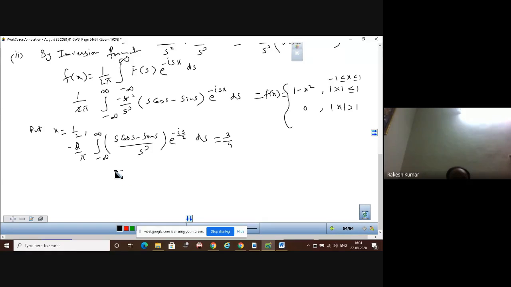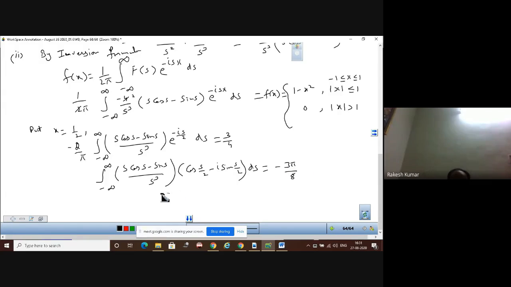So let it come out to be, integral from minus infinity to infinity, this term can be taken to the right hand side also. That is (s cos s minus sin s) over s cube, e raised to power minus iota s by 2, which can be written as cos of s by 2 minus iota sin of s by 2, and this is by Euler formula. We have also discussed Euler formula in the previous class. That is minus 3 pi upon 8.